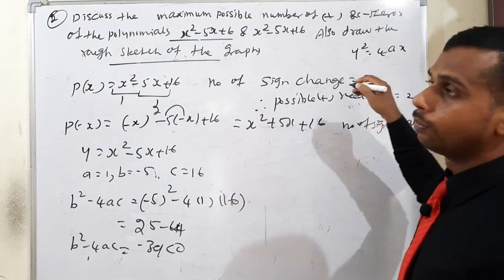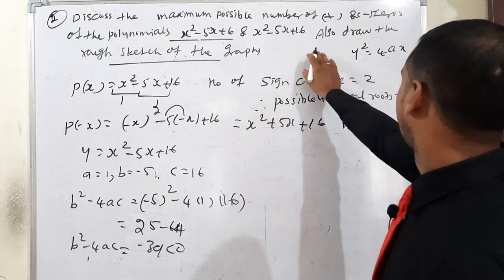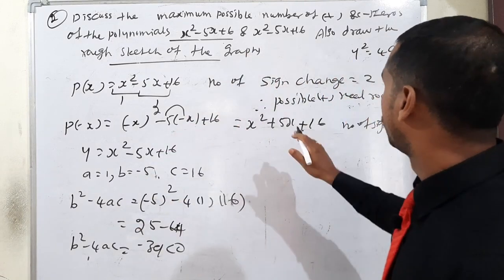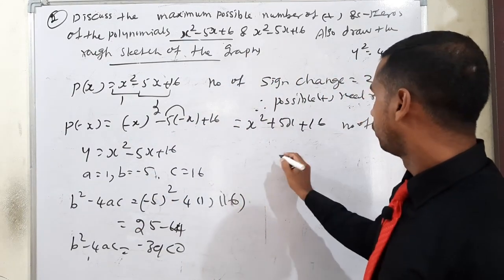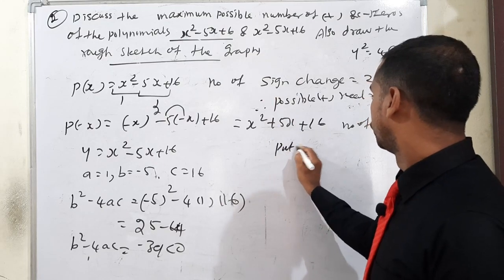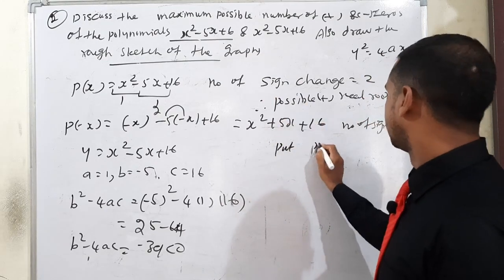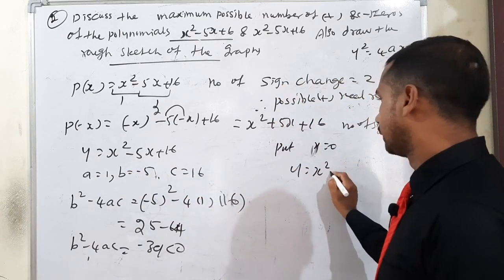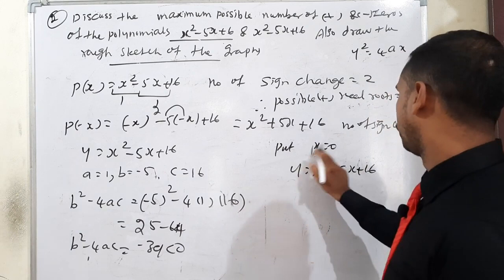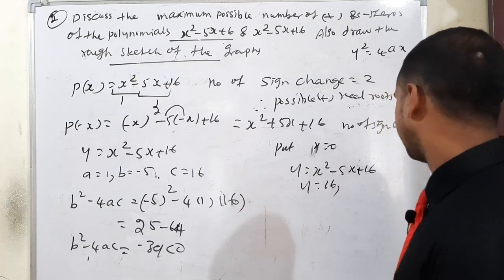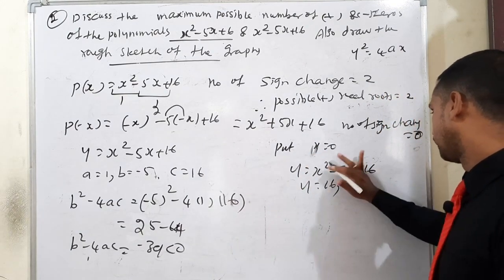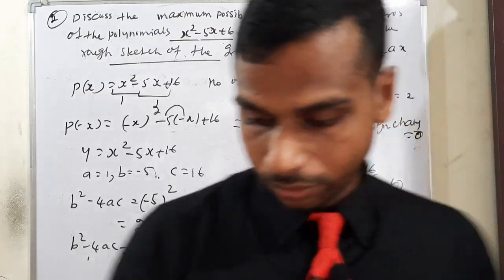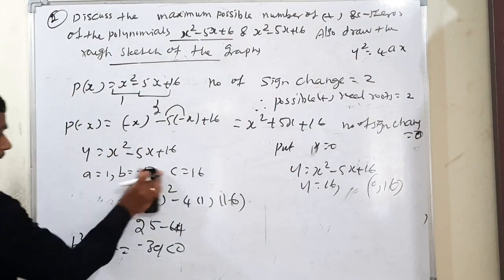It is an upward open parabola and it won't meet the x-axis. Let's check once again. Consider putting y equal to 0, what will happen actually? Already we have put x is equal to 0, what is the point? Consider y is equal to x square minus 5x plus 16. So put x is equal to 0, then y is equal to 16. So what is the coordinate point actually? 0 comma 16, isn't it?